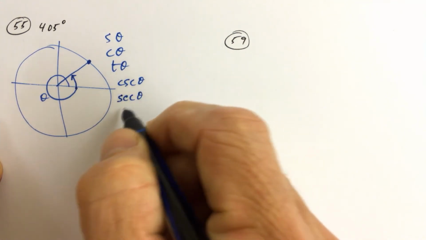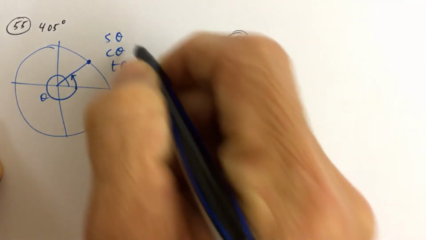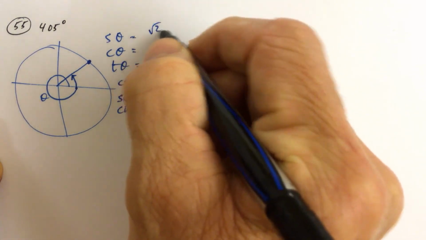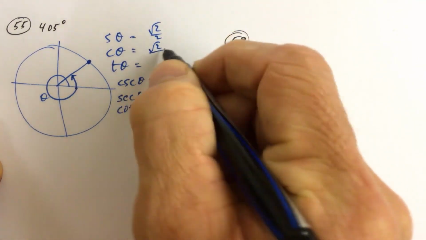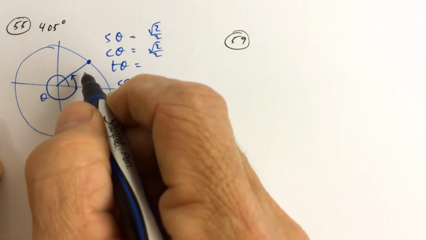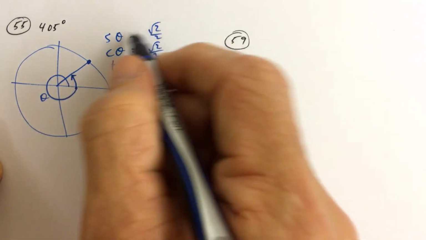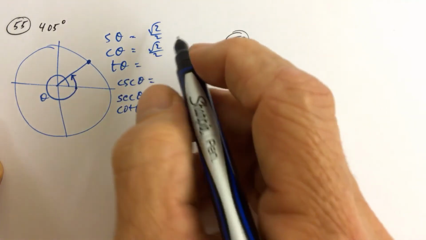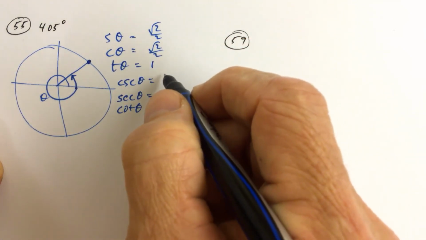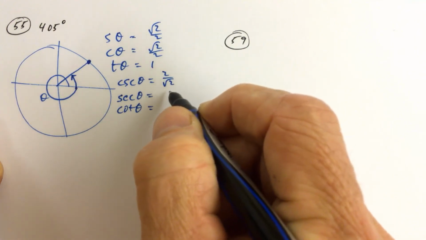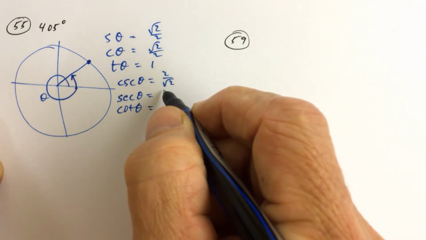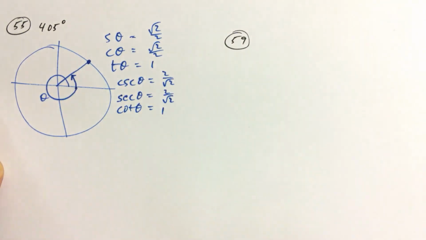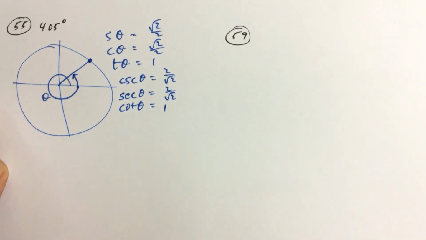Cosecant, secant, and cotangent. So we know the sine and the cosine are the same, radical 2 over 2, because it's the same as the sine of 45 degrees, right? So the sine of 45 degrees or pi over 4 or whatever. Tangent's 1, cosecant 2 over radical 2, so the reciprocal of the sine. The secant is the reciprocal of the cosine, and the cotangent is also the reciprocal of the tangent, which would also be 1.